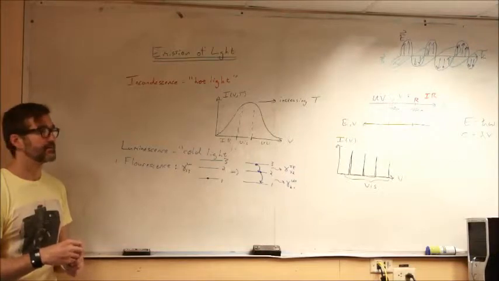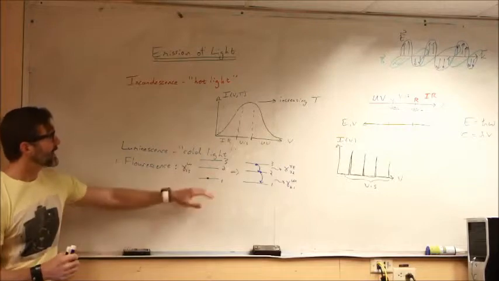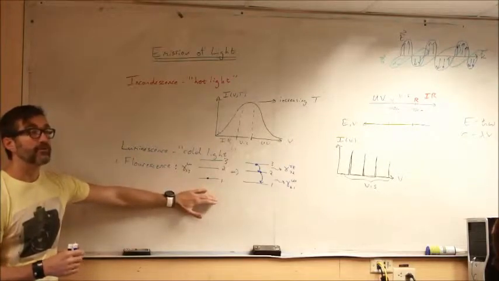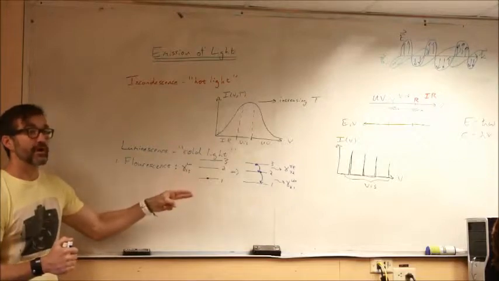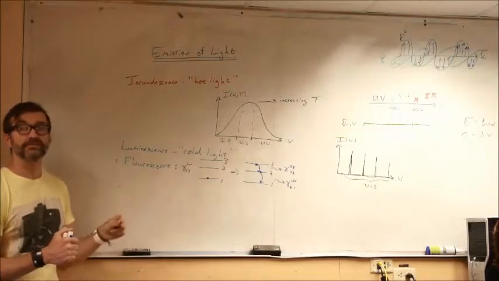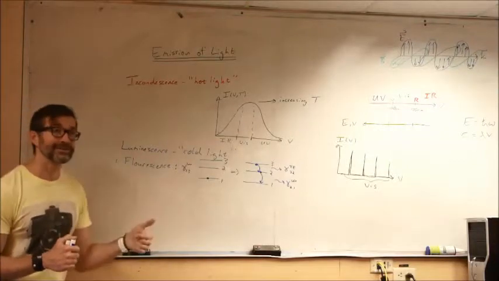Any guesses? Two photons. Exactly. You can actually make use of a phenomenon called two-photon absorption, where you send in two low-energy photons that are simultaneously absorbed. These can be two infrared photons, whose total energy is visible.